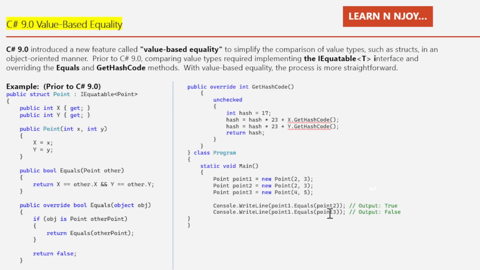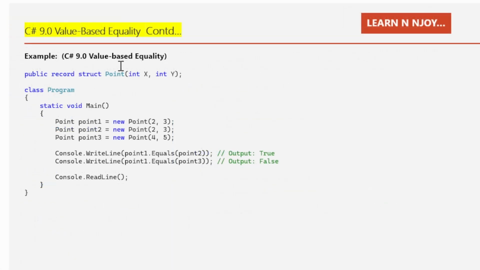Now we are going to see the value-based equality that is introduced in C# 9.0, and the process is very much straightforward. Here we are going to see examples of C# 9.0 value-based equality. In C# 9.0 we can use the record feature to define a value-based equality check for a struct without the need to manually implement the IEquatable interface and override the Equals method. The record feature automatically generates the necessary equality and hash code methods for us.